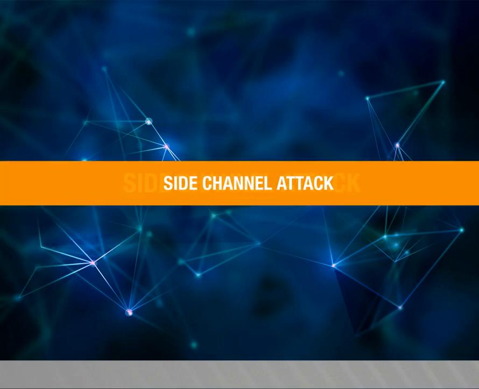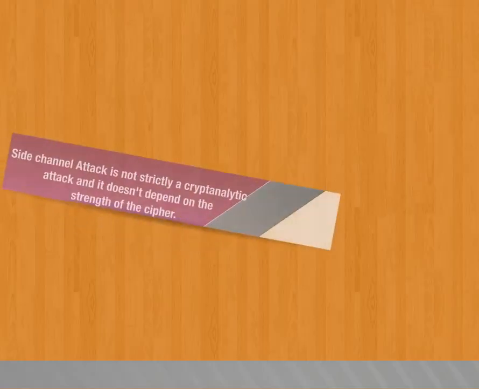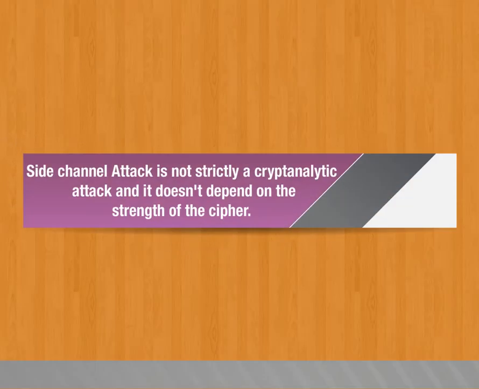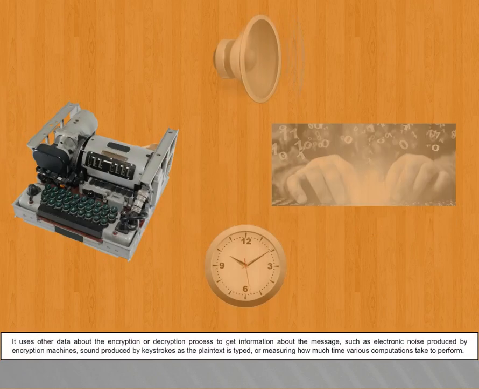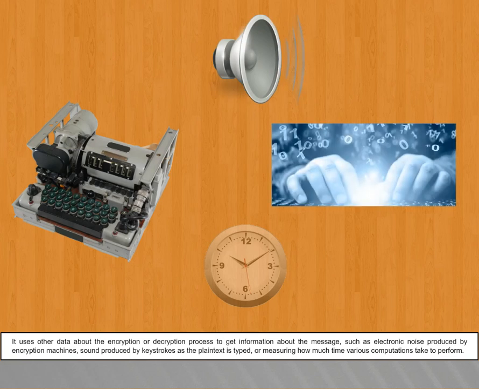Side channel attack. In this video, we are going to learn about side channel attack. Side channel attack is not strictly a cryptanalytic attack, and it does not depend on the strength of the cipher. It uses other data about the encryption or decryption process to get information about the message, such as electronic noise produced by encryption machines, sound produced by keystrokes as the plaintext is typed, or measuring how much time various computations take to perform.